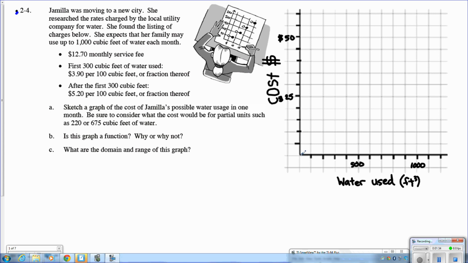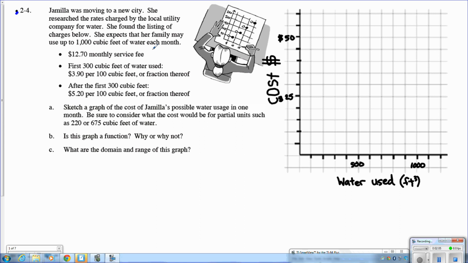So you'll see my graph is set up here. I've got it set up in 100 cubic feet increments. So this would be 100, 200, 300, 400, 500, 6, 7, 8, 9. Then we have 1,000, and so on. The cost I have set up in increments of $5, so 5, 10, 15, 20, $25, 30, 35, 40, 45, 50, and so on.